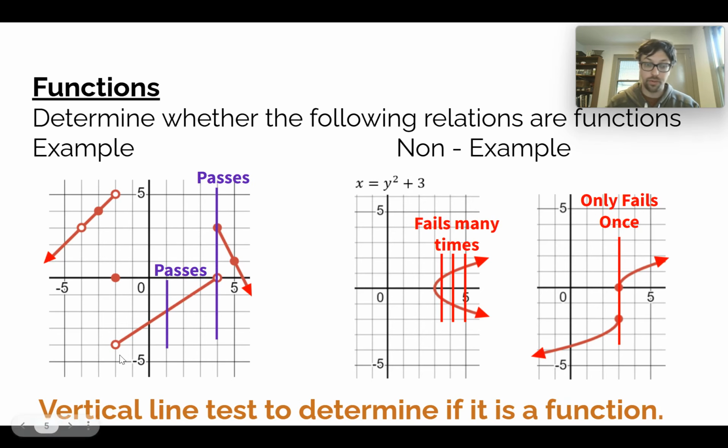The same thing happens right here, where there are three dots stacked on top of each other, but two of them are open, meaning there's not actually anything there. The line is approaching that point, but not quite reaching it. The only point that we have at x equals -2 is this point down here, so we do pass the vertical line test.